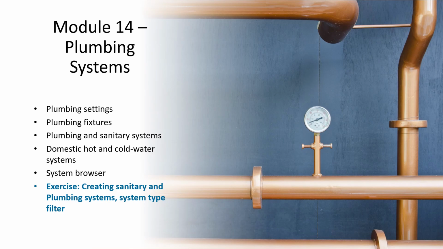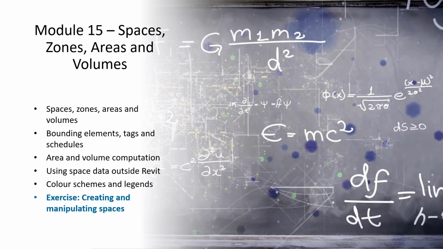The exercise for this module involves creating both sanitary and plumbing systems and applying system type filters to control visibility and documentation. This module is all about fluid control, designing systems that are hygienic, efficient, and fully integrated into the building's infrastructure. Module 15, Spaces, Zones, Areas, and Volumes.